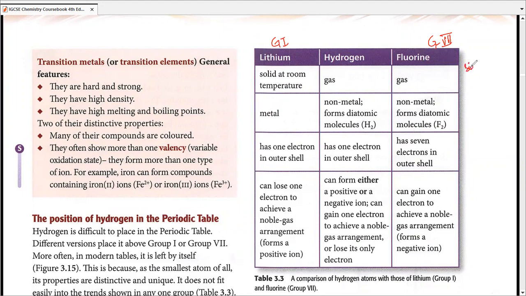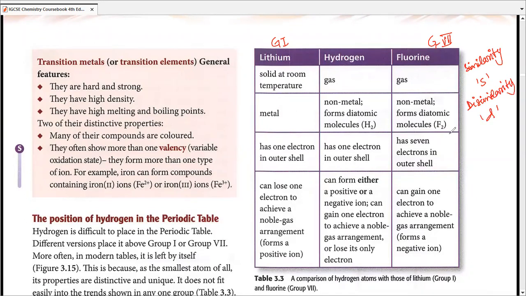For every similarity in this case with any of the groups, I'm going to write the letter S. And for any dissimilarity, I'm going to write the letter D. Now, hydrogen may in one aspect be similar to group 1, but it might be different from group 7. So in this entire table, what you're supposed to see is the differences and similarities of hydrogen with different groups.